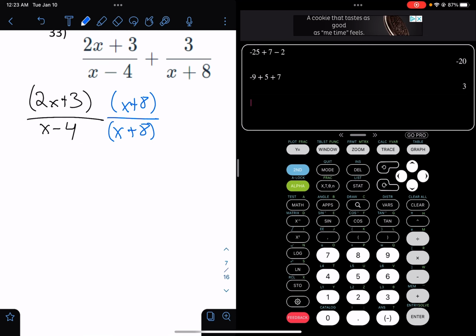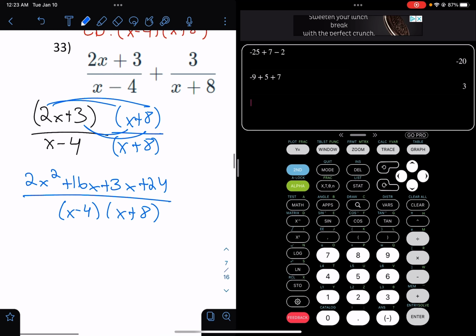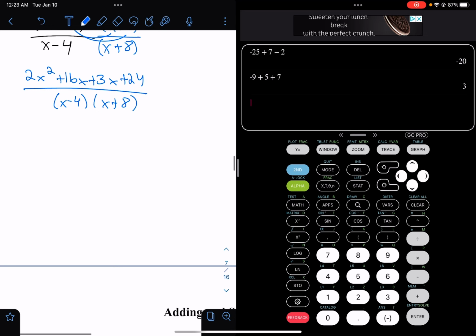Now, again, you have to FOIL, right? Because remember, you have to distribute, but we've got two binomials we're distributing, so that's FOILing. So we end up with 2x squared plus 16x plus 3x plus 24, all right? And then that's all over our common denominator of x minus 4, x plus 8. So this is a lot. You could, at this point, combine like terms if you'd like. It's extra writing, but if it helps make it more concise in your brain, I'm perfectly fine with that. I just combine these two like terms on top.